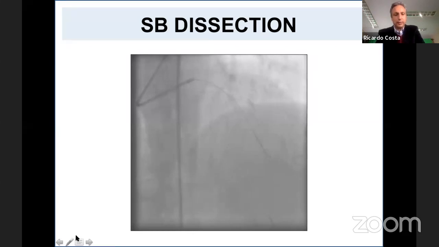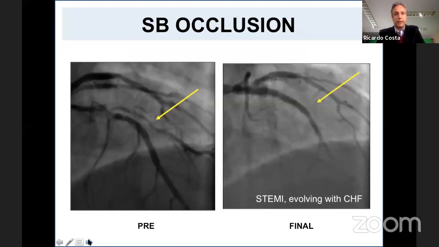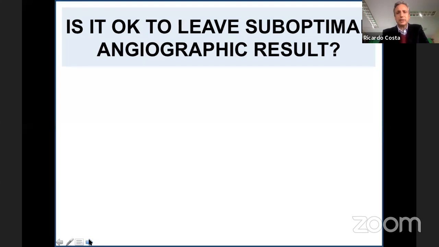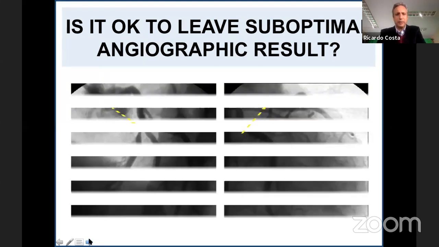In this case, you're able to have a stent and then have a good final result, but very laborious. And then the worst case scenario, we have this very important branch, severe disease, long lesion, significant stenosis, and even having a wire there, this got occluded at the end of the procedure. This patient will evolve with STEMI and cardiac heart failure after that. Very, very unfortunate situation. So it is okay to leave a suboptimal angiographic result in the side branch.